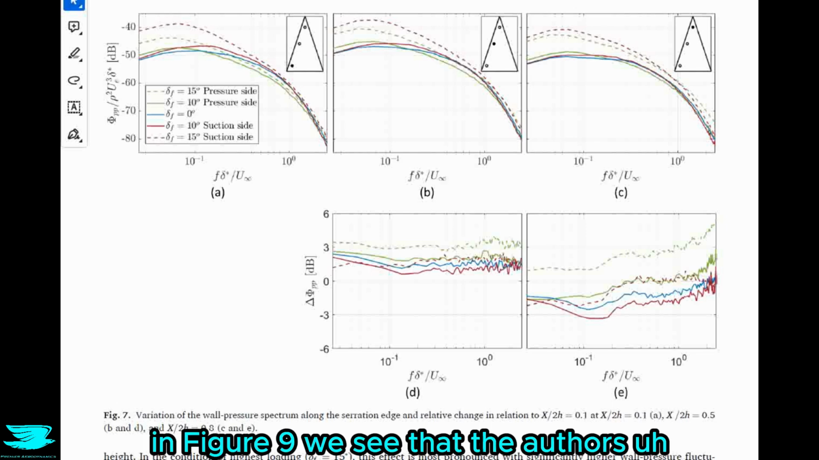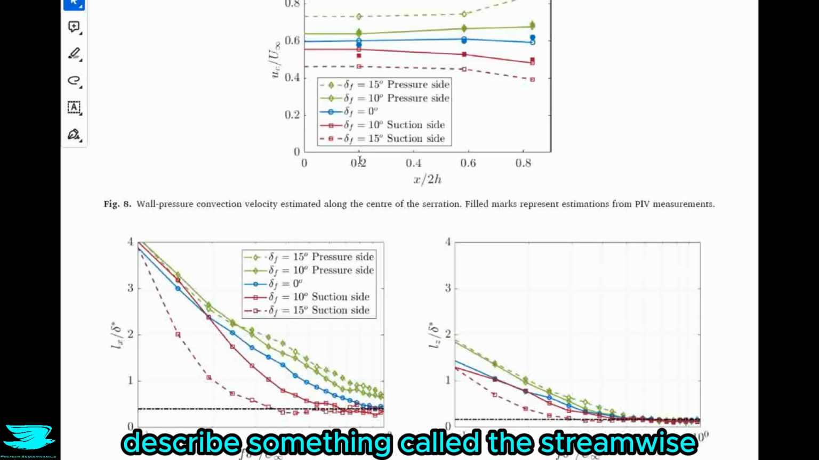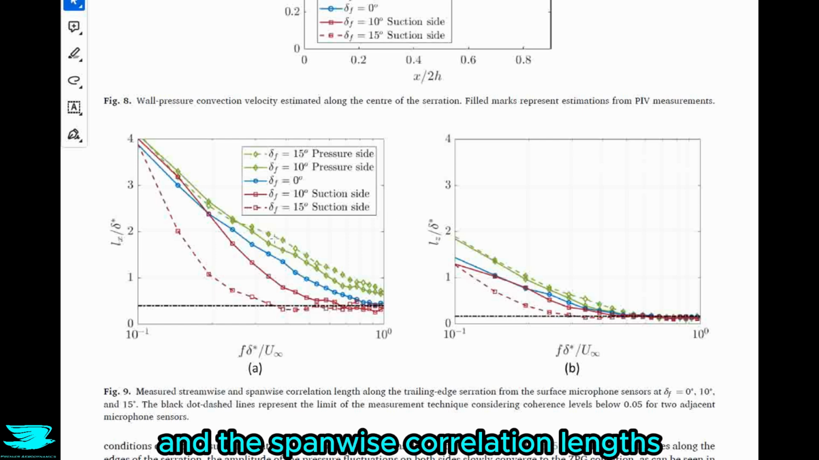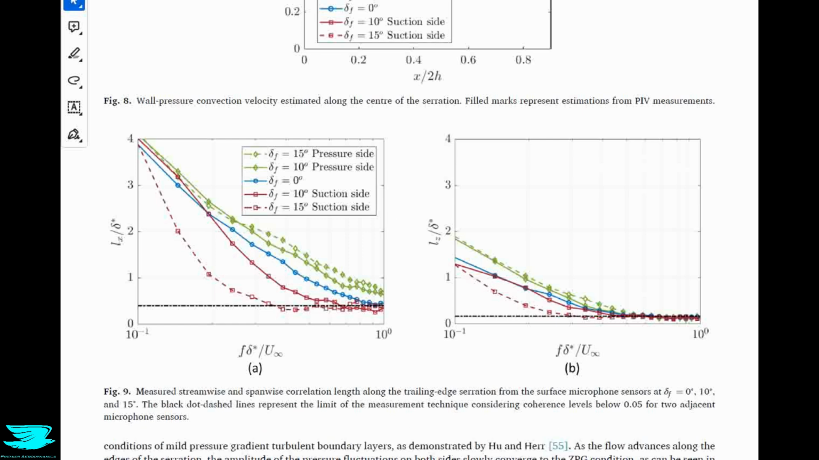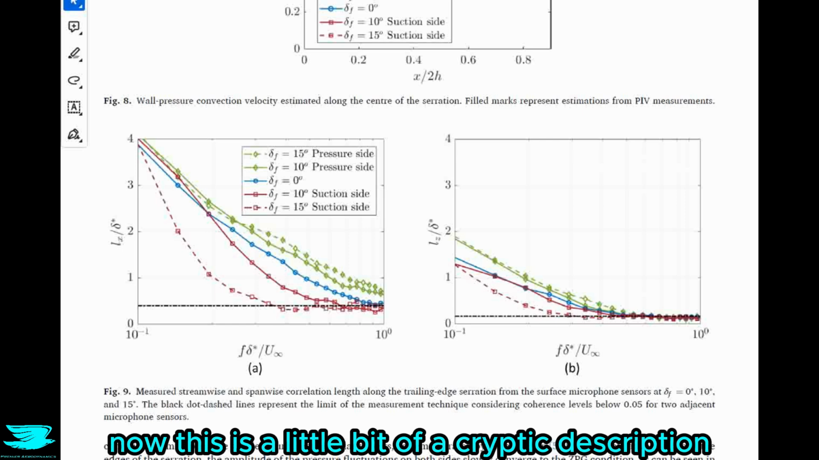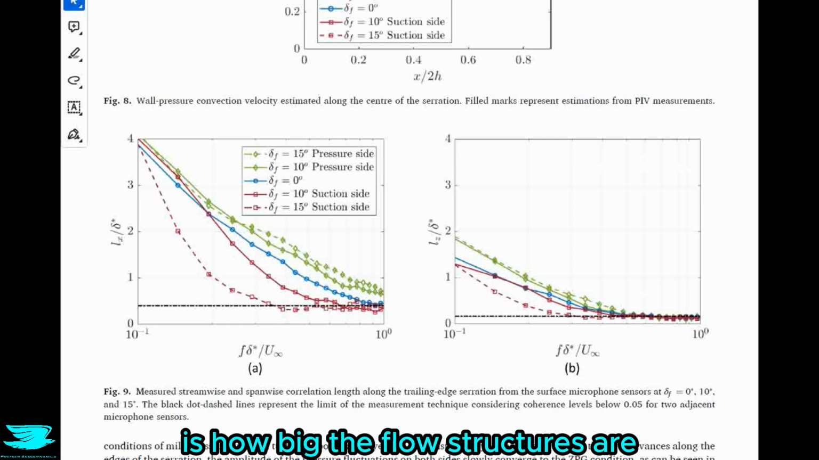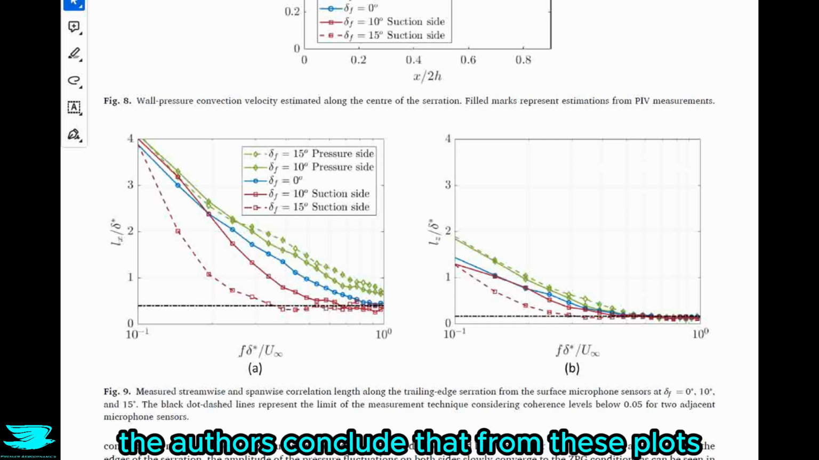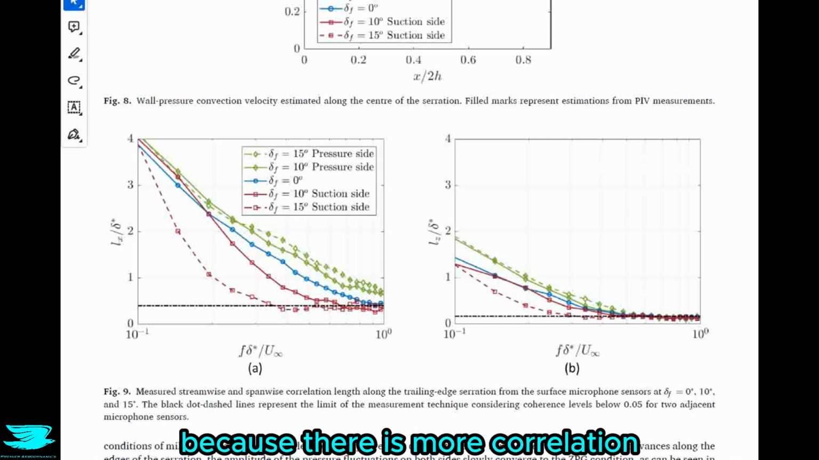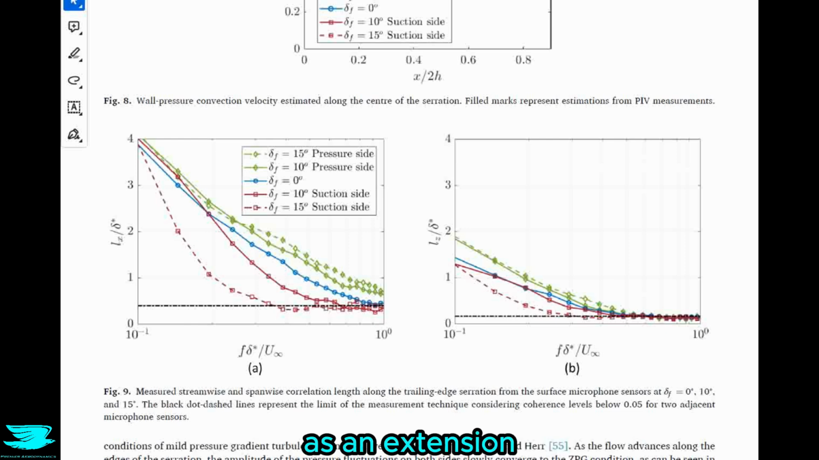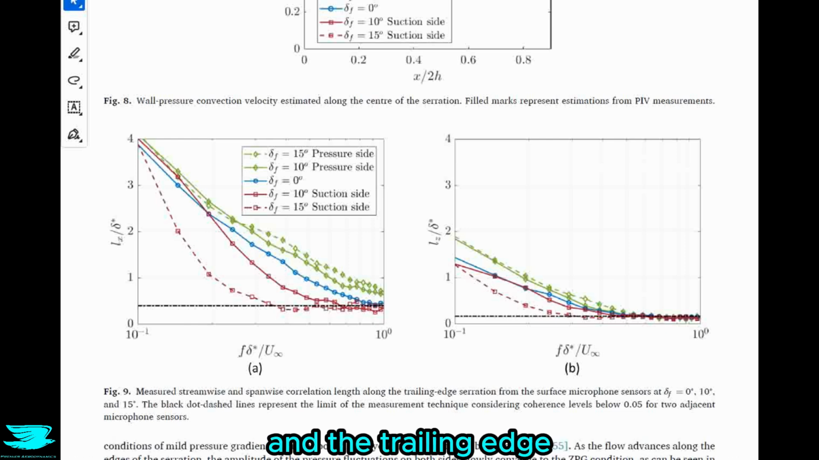In figure 9, we see that the authors describe something called the streamwise and the spanwise correlation lengths along the trailing edge serration. Now this is a little bit of a cryptic description, but in essence, what these plots tell us is how big the flow structures are. The authors conclude that from these plots, on the pressure side, the flow features are longer because there is more correlation. As an extension, there is more interaction between these structures and the trailing edge.